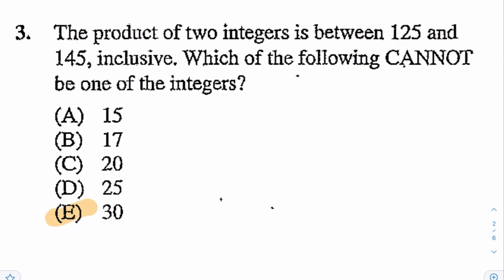Next, for number 3, the product of two integers is between 125 and 145 inclusive. Which of the following cannot be one of the integers? So here you have a product of two integers, and an integer is just a whole number. And these whole numbers, the product of two of them has to be between 125 and 145. So if you go through all the choices and you write out their times tables, you want to see which one has a times table product that will be in between 125 and 145. And inclusive means it includes the endpoint.